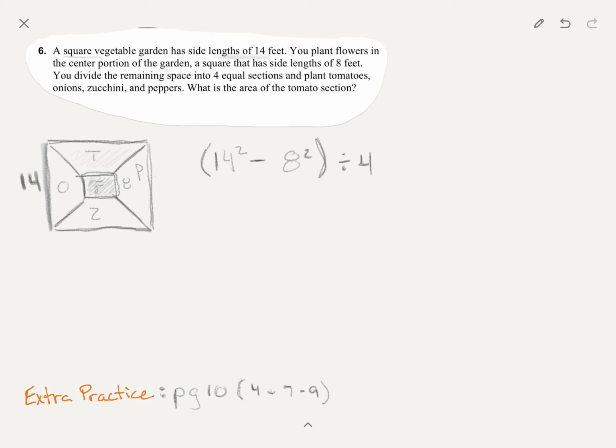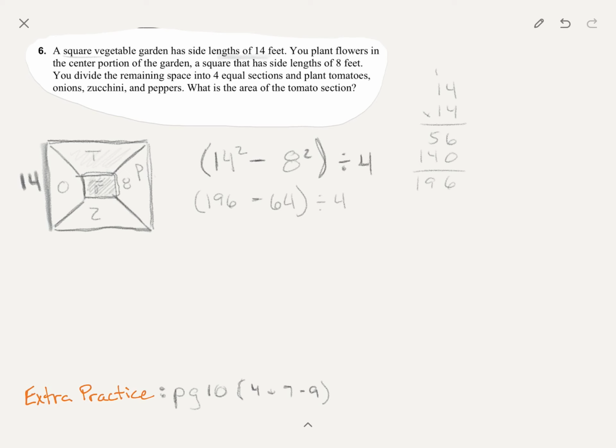So now we just have to go through the order of operations. Inside parentheses, we do 14 times 14 because that's squared. So we do 14 times 14. Work that out over here. That's 196. So 14 to the second power is 196. Minus, and I know 8 to the second power is 8 times 8, that's 64. So I have 196 minus 64 divided by 4.